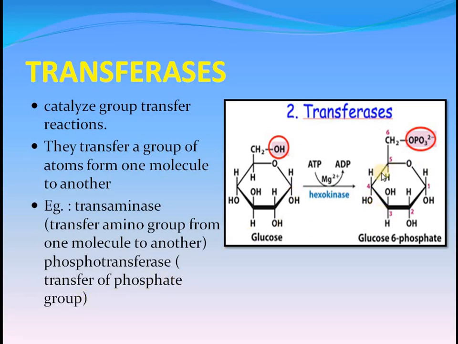Now you can see in this example that this is a glucose molecule, and here is the structural formula. You can see that there is an OH bond, but when this reaction is going on, hexokinase helps it out. ATP, adenosine triphosphate, is converted into ADP, meaning one phosphate is lost here. Now this phosphate comes and combines here, okay, and it forms glucose 6-phosphate.